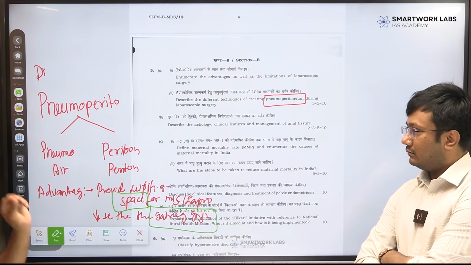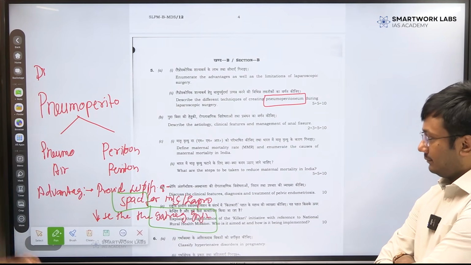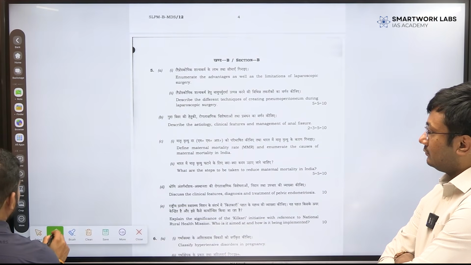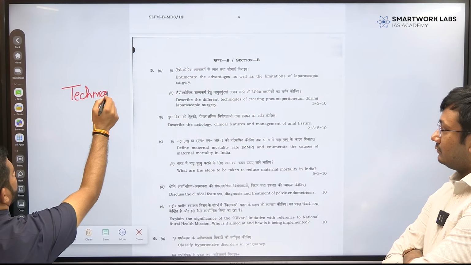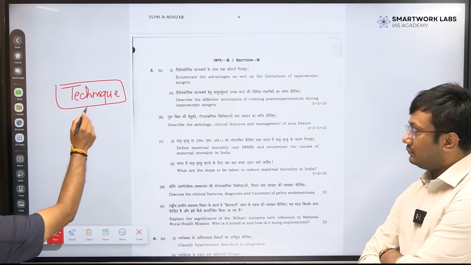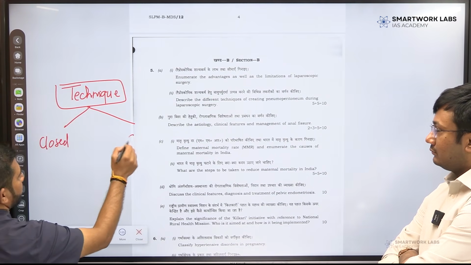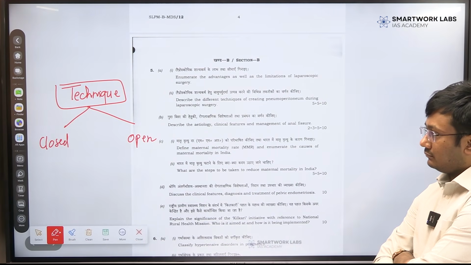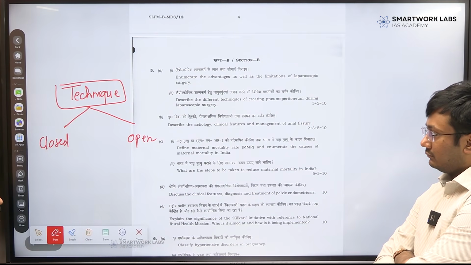Now, different techniques of pneumoperitoneum. So now I'm going toward the core of the question, the demand of the question. The demand of the question is technique. Broadly, it is divided into two subgroups. One is closed technique, second is open technique. You create pneumoperitoneum by opening the abdomen or without opening the abdomen.